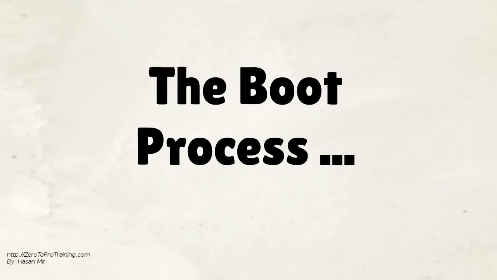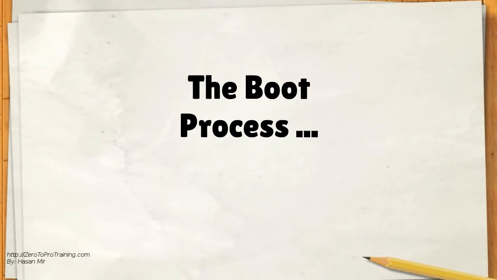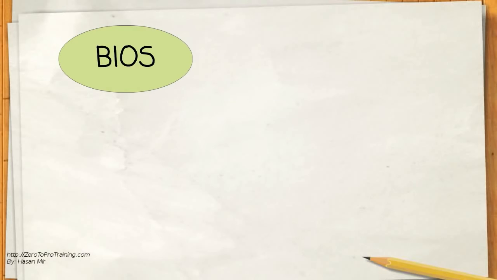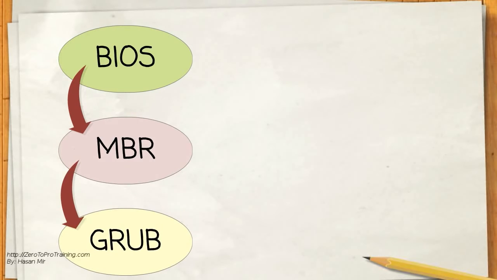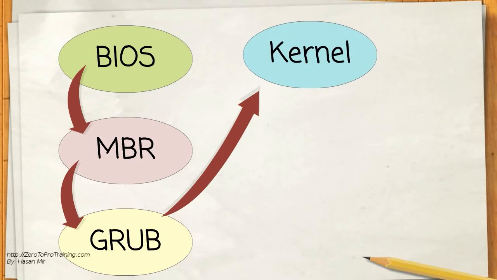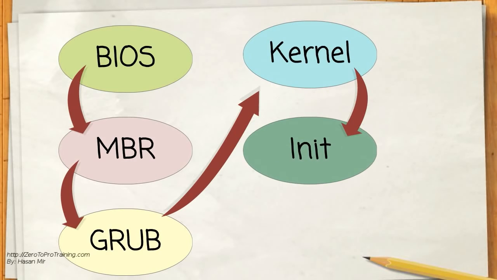The following are the 6 high-level stages of a typical Linux boot process. BIOS, MBR, grub, kernel, init, run level.